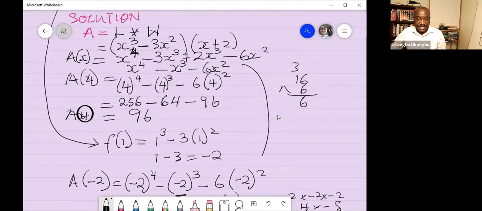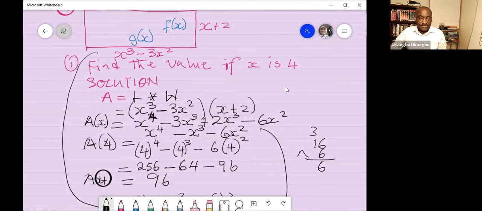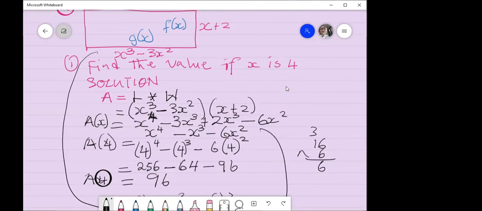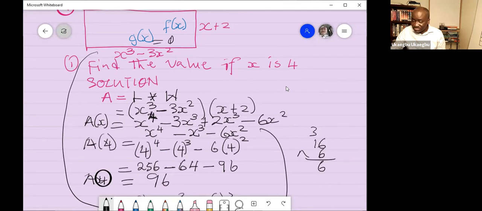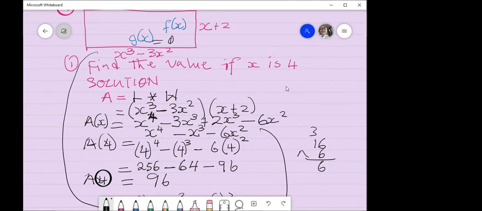Because if the value of x is negative 2, the whole of this length will turn to 0, and 0 times any number is going to give you 0. So in the real sense of it, you cannot have a football field whose area is 0. That means that football field does not exist anywhere. Any question? No, sir. All right.